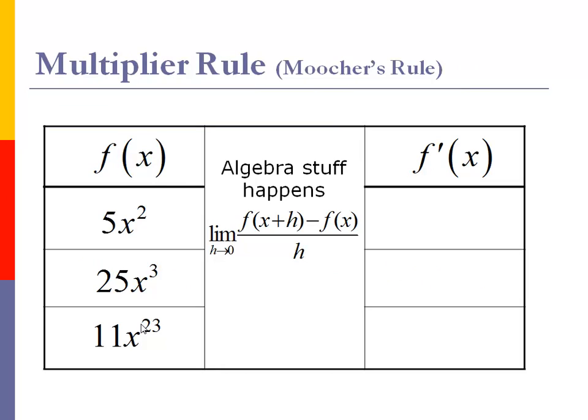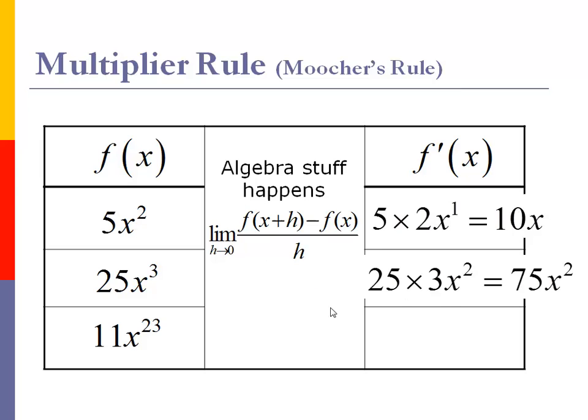We've got another rule that's called the multiplier rule. Some people call it the coefficient rule. I like to call it the moocher's rule, and we'll find out why in a second. So we're going to repeat the pattern. We start off with a function like 5x squared. We do all that algebra, the difference quotient, the limit, all that stuff. And guess what we get? We get 10x, a 5 times 2 for a 10x. If we do that to 25x to the 3rd, we end up with 75x squared. And if we do 11x to the 23rd, we end up with 253x to the 22nd.